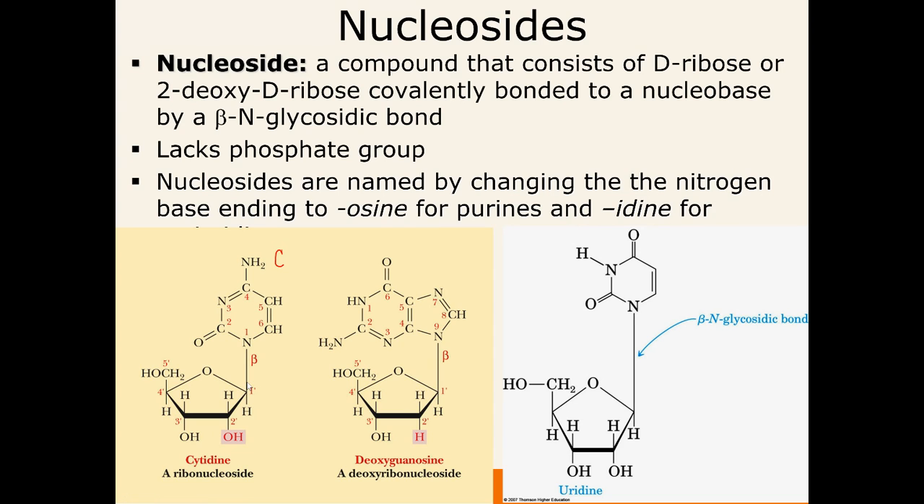Here, this is the nitrogenous base guanine, and that's attached to carbon 1 on, in this case, deoxyribose. So always the nitrogenous base is attached to carbon 1. Why is it a beta linkage? It's because it's above the plane. Okay, all right.